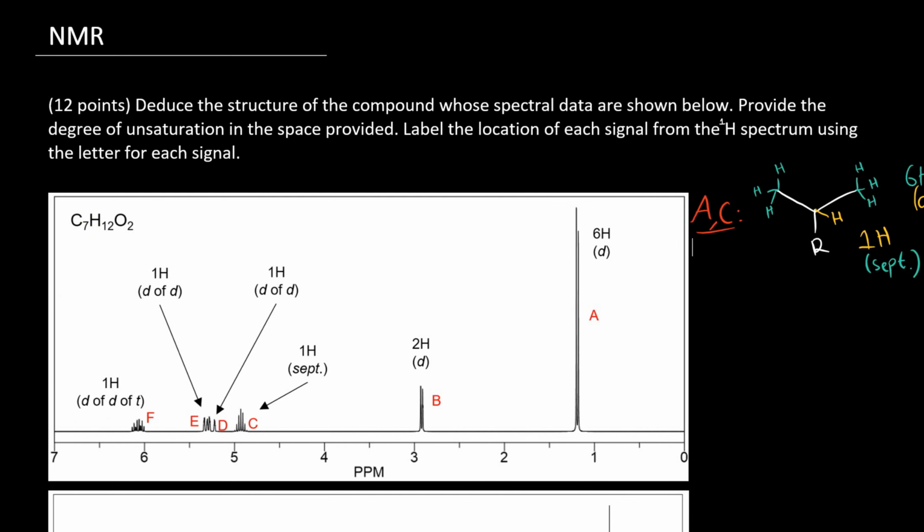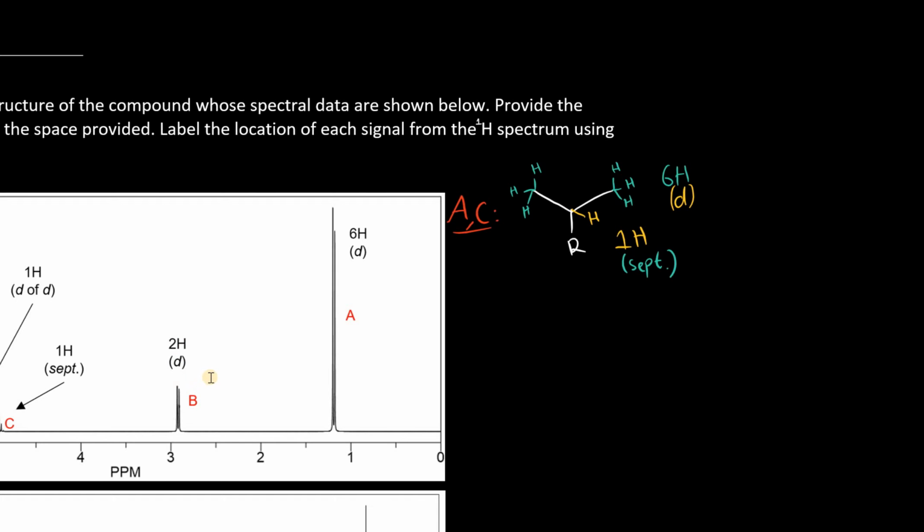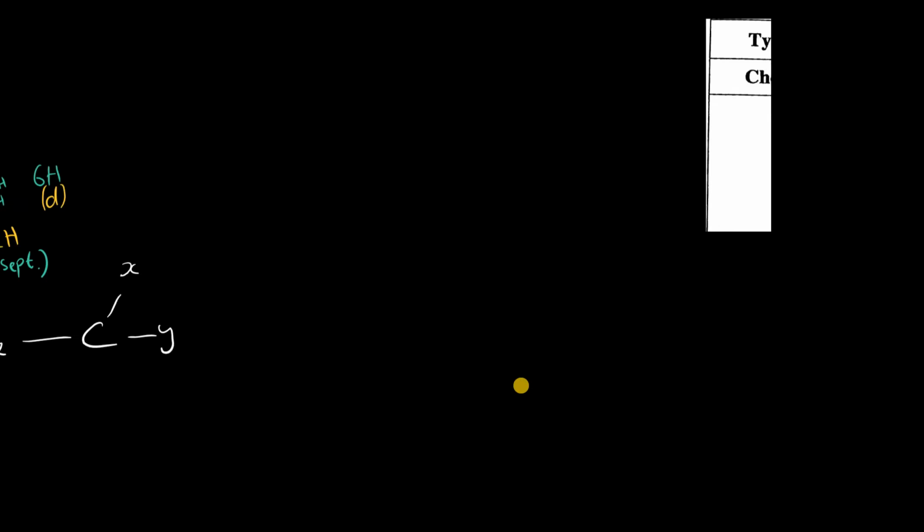Now signal B is a 2H doublet. We have 2 hydrogens involved, and there's only 1 adjacent hydrogen. So the only way to satisfy a 2H doublet is that our protons only have 1 adjacent hydrogen, and this carbon can't bear any hydrogens. So I'll represent X and Y as 2 other groups that are non-proton bearing. So most probably, these 2 hydrogens are directly adjacent to the alkene.